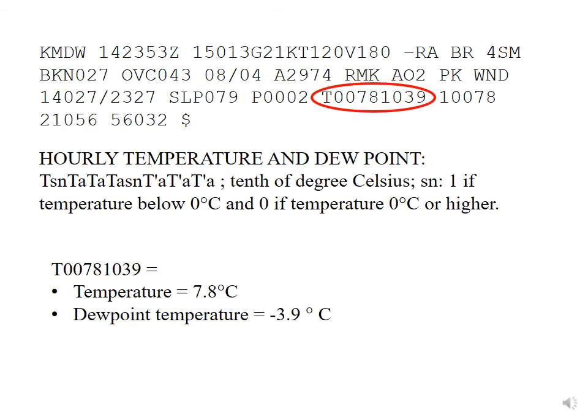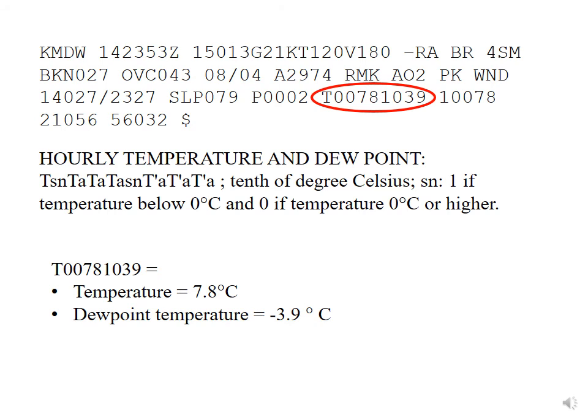Next, we have the hourly temperature and dew point in tenths of a degree Celsius. This gives you a little bit better information about the temperature, and this is used primarily for climate recording. T tells us that this is the hourly temperature, and then we have a temperature of 7.8 degrees Celsius.